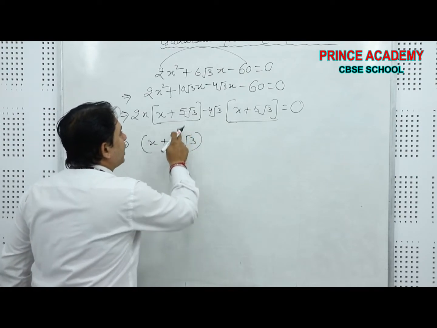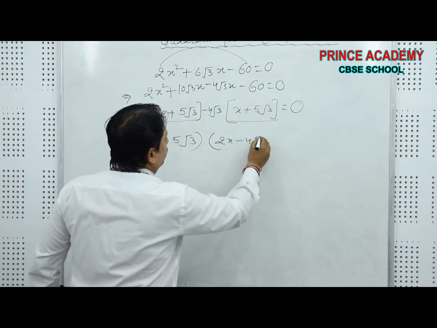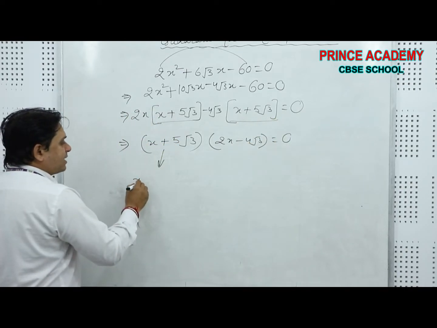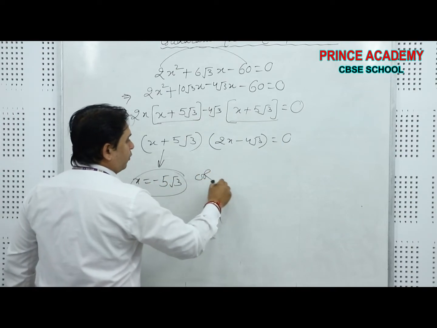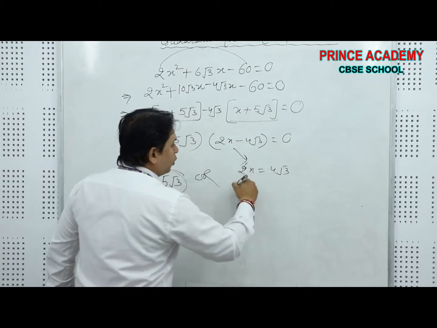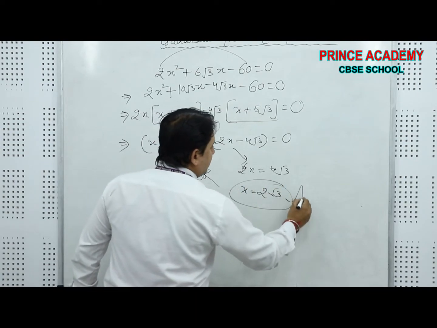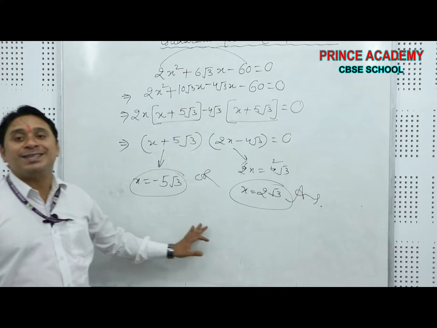x plus 5 root 3 and here 2x minus 4 root 3 is equal to 0. From here x is equal to minus 5 root 3. Yes or no? Or from here 2x is equal to 4 root 3. 2 will cancel this. x is equal to 2 root 3, answer. Yes or no? Done beta? See, it was so simple.